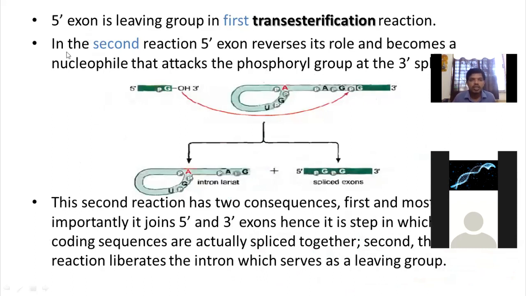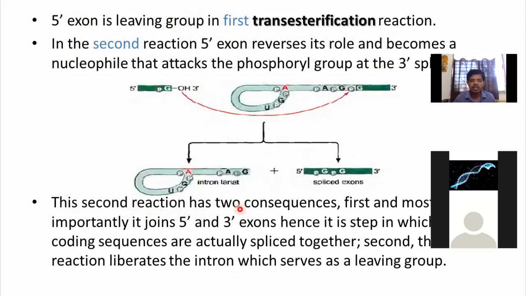The 5' exon is the leaving group in the first trans-esterification reaction. Okay, now see, because the trans-esterification reaction occurs two times here, you may get confused between the first sentence and the last one. The 5' exon is the leaving group in the first trans-esterification reaction. In the second reaction, the 5' exon reverses its role and becomes the nucleophile that attacks the phosphoryl group of the 3' splice site of that particular intron.